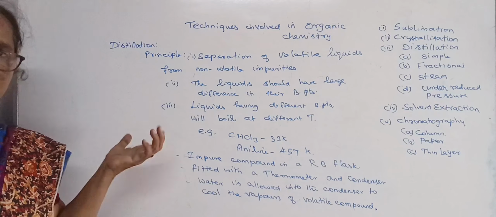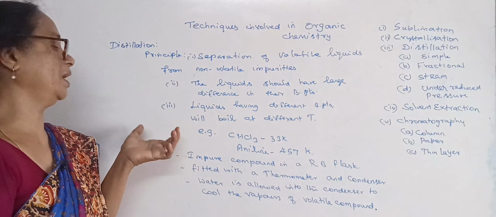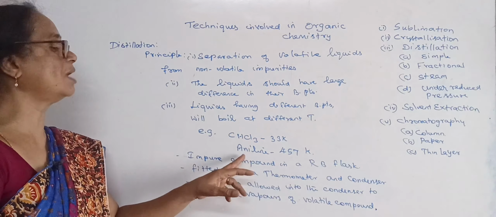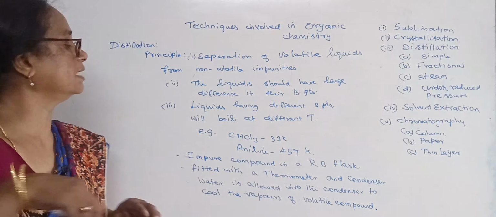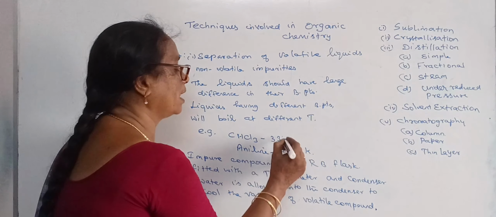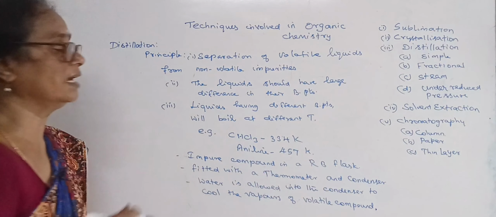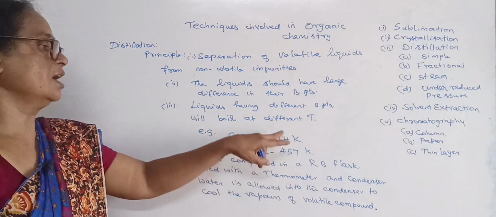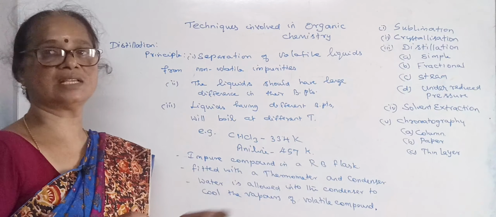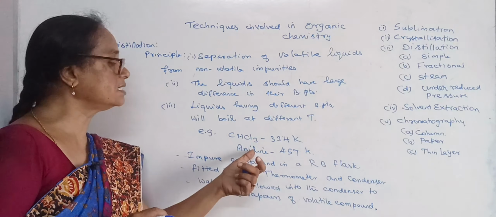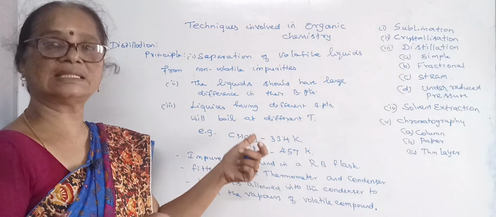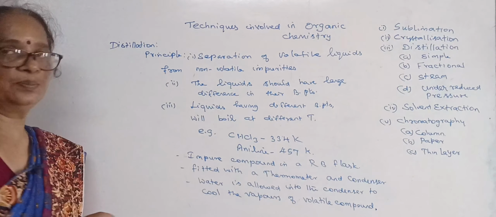For example, what kind of compounds can be separated? See, the mixture of chloroform and aniline can easily be separated. Chloroform has a boiling point of 334 Kelvin and that of aniline is 457 Kelvin. You may find the difference in temperature is more than 100 Kelvin. So, when the compounds have such a large difference in their boiling points, they can be purified by simple distillation.